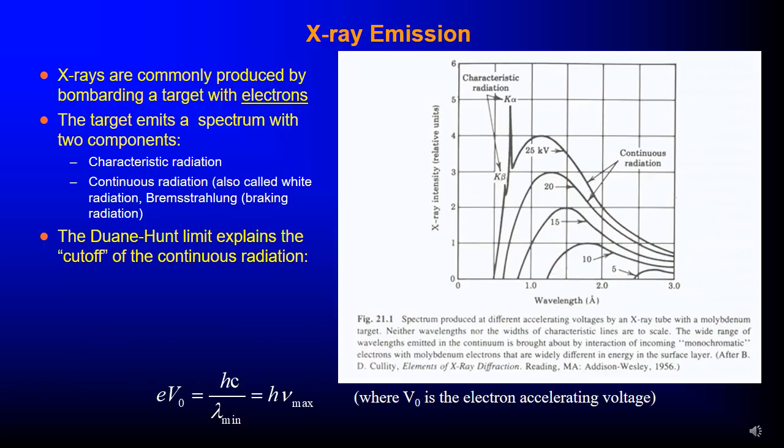X-ray emission, the one that we are going to look at, is commonly produced by bombarding a target with electrons. The target emits a spectrum with two components: characteristic radiation and continuous radiation. This continuous radiation is also known as white radiation. The Duane-Hunt limit explains the cutoff of the continuous radiation. So you can see this equation.